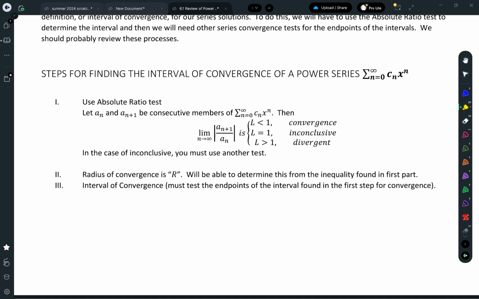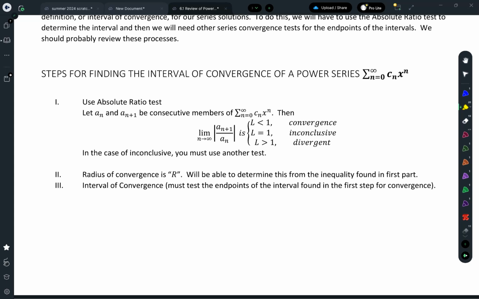And if that limit is some value L that's less than 1, we get convergence. If L is equal to 1, that is inconclusive. It gives us no information. And if we get a value greater than 1, we have divergence. And in the case of inconclusive, we have to use another test.